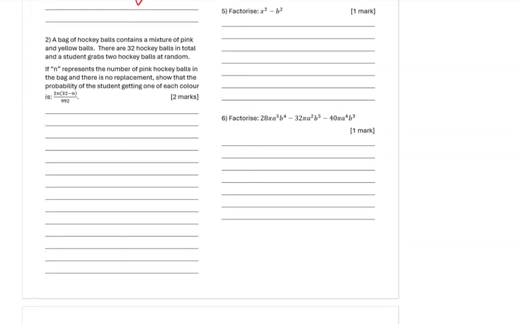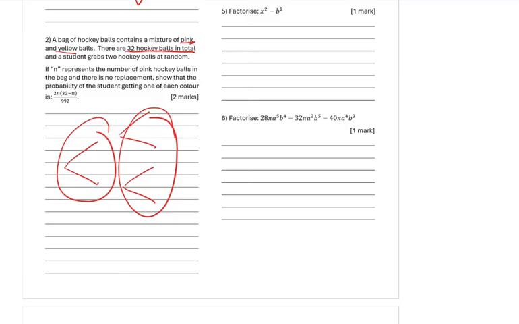So we've got another one here. This is question number 2, another probability question, but I've messed around with a bit of algebra in here to make it quite difficult. A bag of hockey balls contains a mixture of pink and yellow hockey balls. There were 32 hockey balls in total, and a student grabbed 2 hockey balls at random. So you can see it's going to become a probability tree, the first layer being the first ball, the second layer being the second ball.